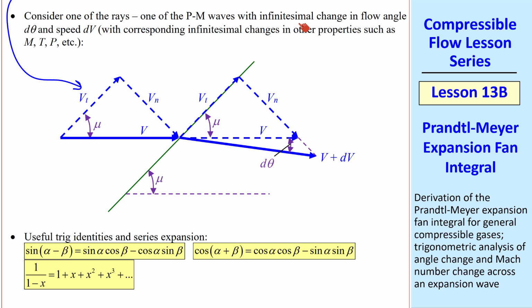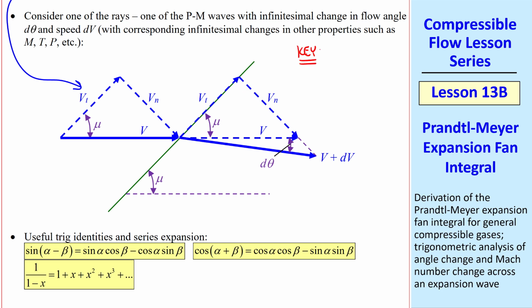We have an infinitesimal change in the flow angle, which I'll call d theta. Mach number also increases infinitesimally, as does v. Notice that the speed downstream of the expansion wave is both larger than v upstream and is tilted at some angle d theta. We split v into tangential and normal components, and we do the same for v plus dv.